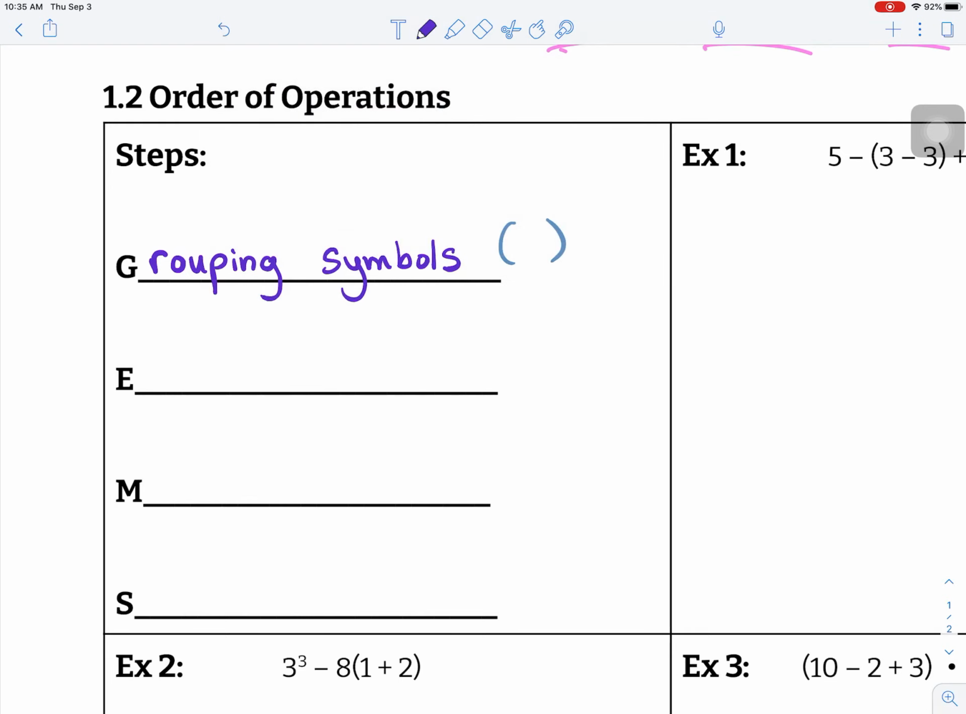The E for GEMS would be exponents. What is super important to remember about exponents is that it's those little numbers, right? So it's going to look like this. And this does not mean 3 times 2. What this means is 3 is being multiplied by itself 2 times, which means this would be 9.